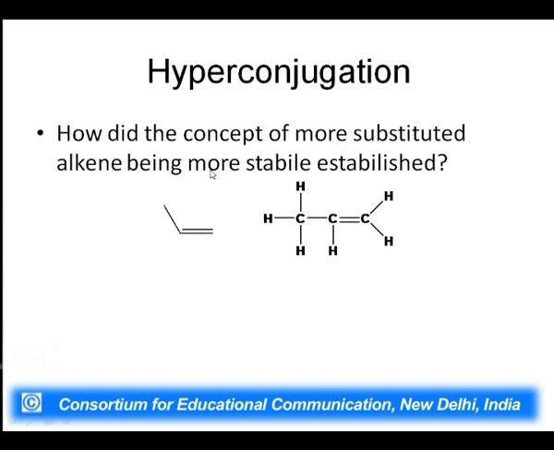So, propene is said to be more substituted because in ethene, CH2 double bond CH2, I have placed one alkyl group, which is a methyl group, here. So, I have made propene. Propene is more stable than the corresponding ethene. Why is it so? To get the answer, the concept of hyperconjugation evolved.